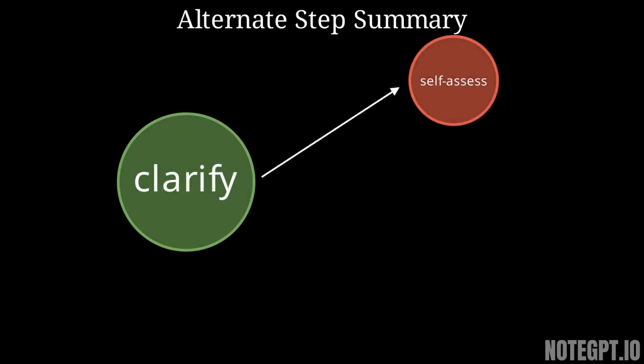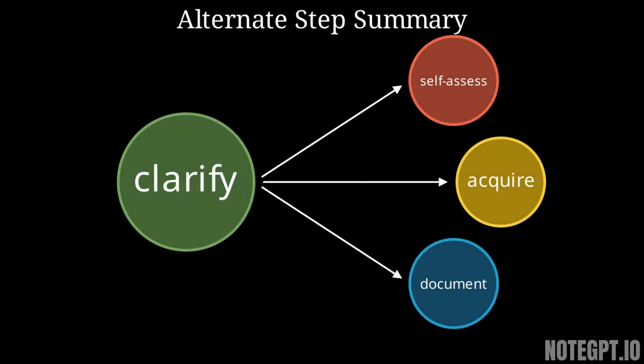Another way to frame the Feynman Technique: 1. Clarify what you want to learn. 2. Self-assess your current knowledge. 3. Acquire new information. 4. Document and clarify your new understanding.